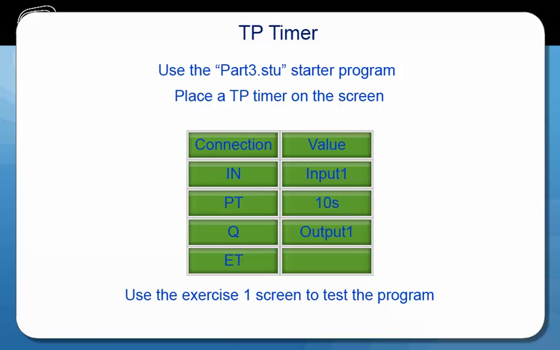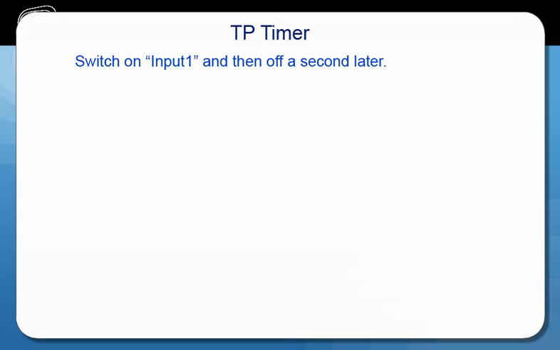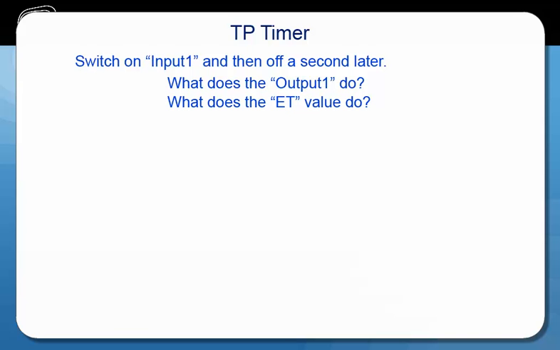Exchange the TOF timer for a TP timer and use the Exercise 1 operator screen to test the program. The TP timer will provide an output pulse. Switch on input 1 and then off a second later. What does the output 1 do? What does the elapsed time value do?